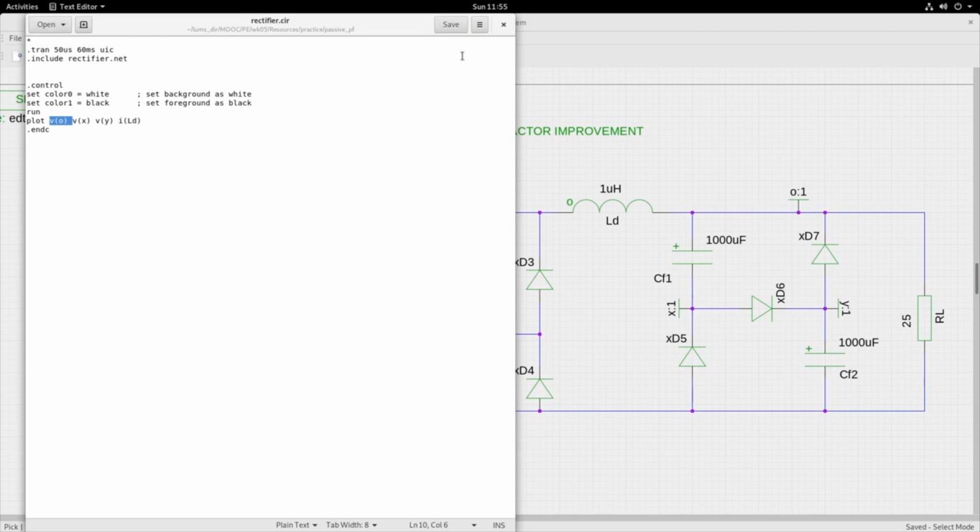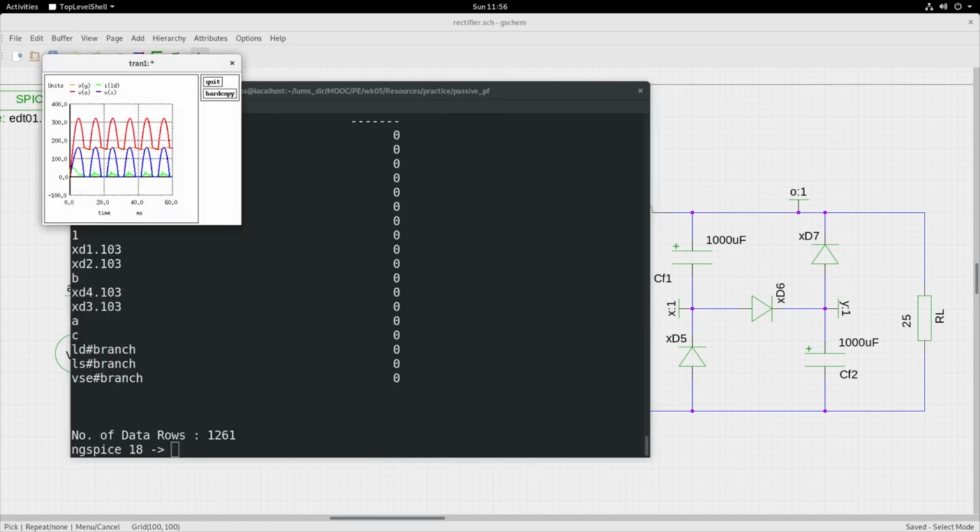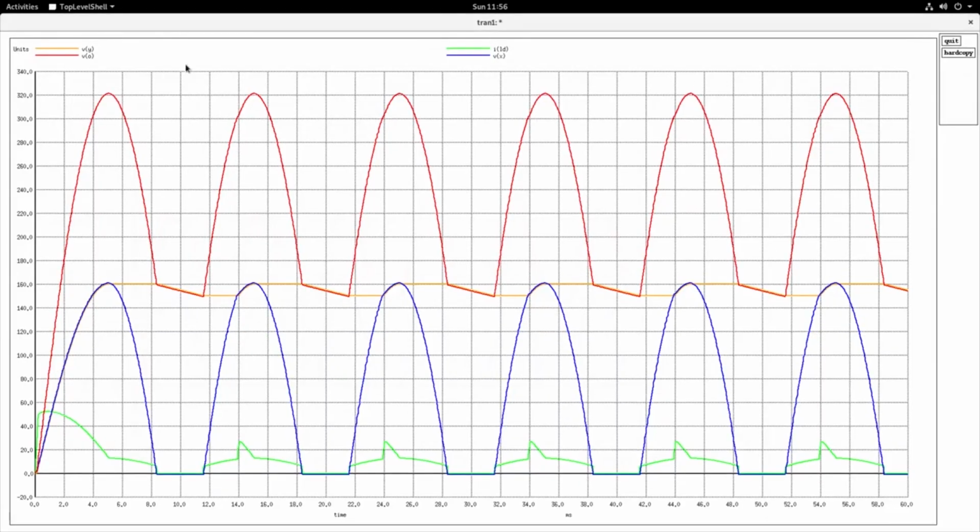So let us open the terminal and see how the simulation goes through. I now have the terminal open. Let us run the simulation, run sim. So it will generate the netlist. After the netlist is generated, port it into the ngSpice environment, and we have the plots. If you look at the plots, observe this red waveform is V0. As we said, V0 has around 50% ripple.